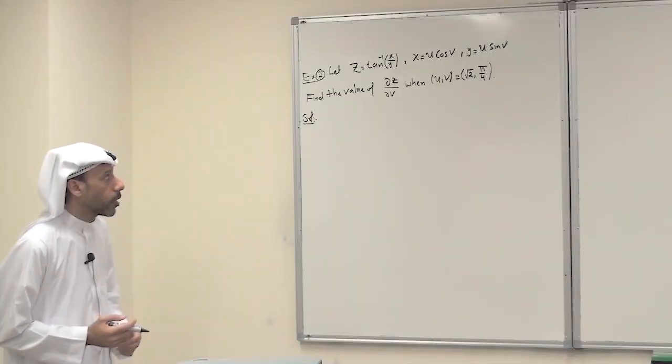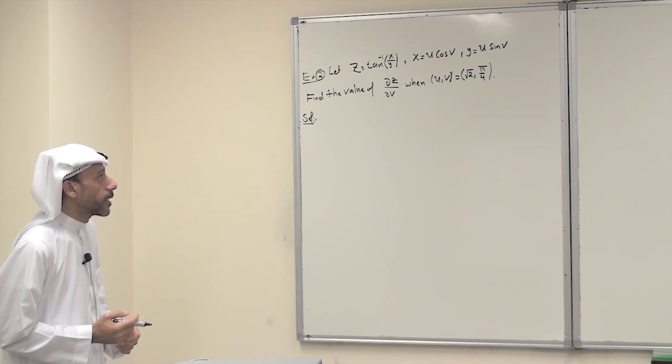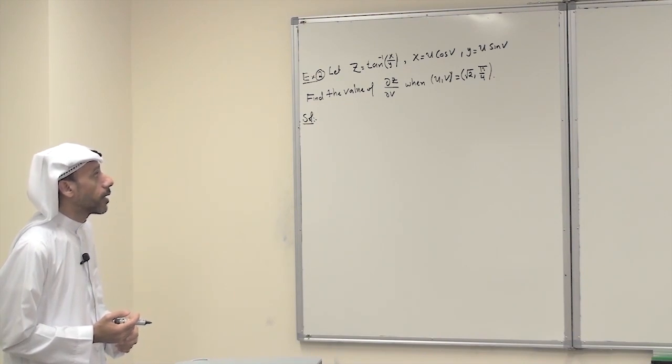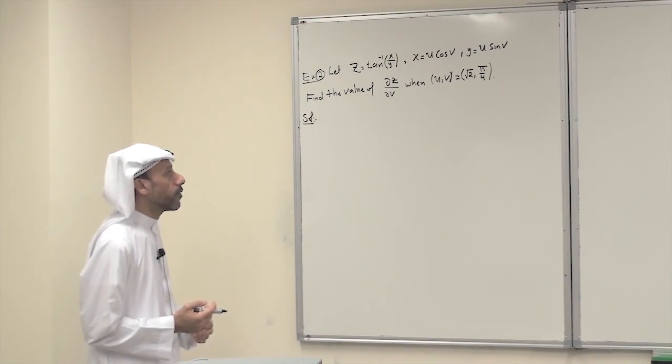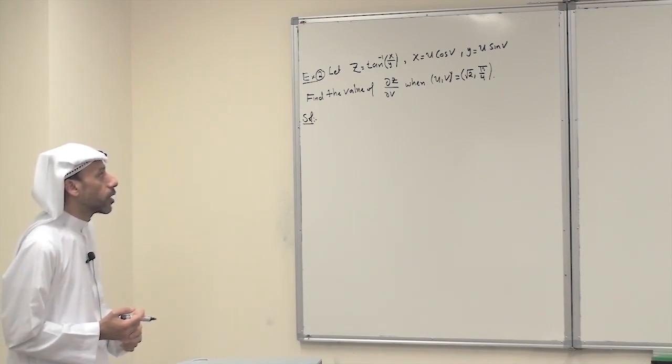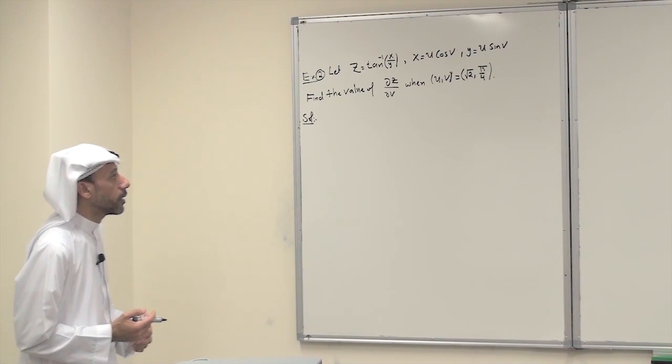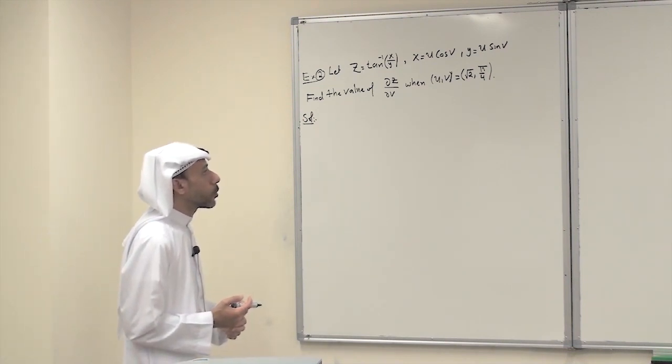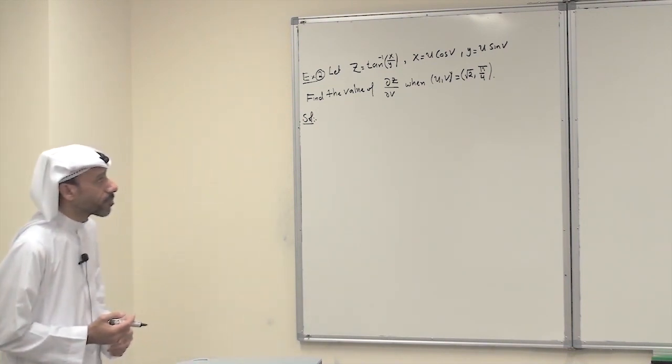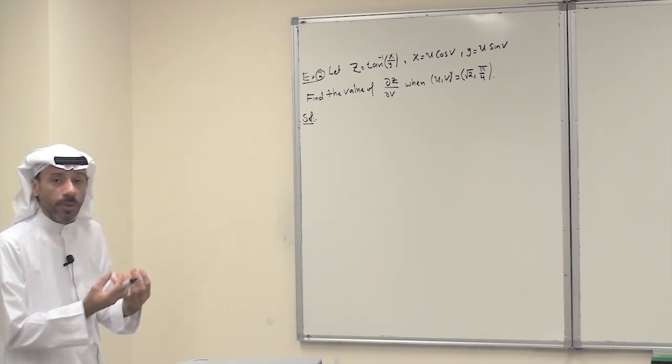Now we consider the following problem. Let Z equals tan inverse of X over Y, where X equals U cosine V and Y equals U sine V. Find the value of the partial derivative of Z with respect to V when U equals root 2 and V equals pi over 4. Here it is a problem about the chain rule.